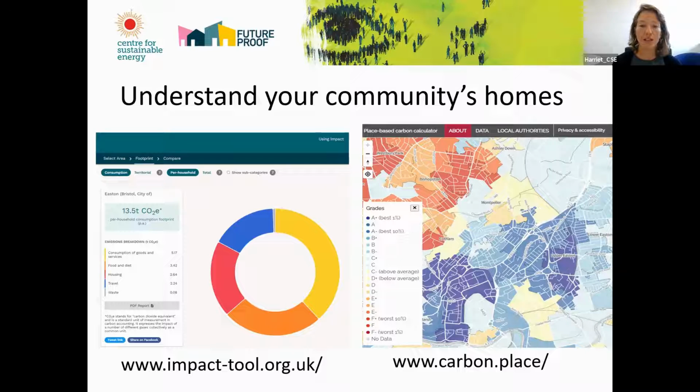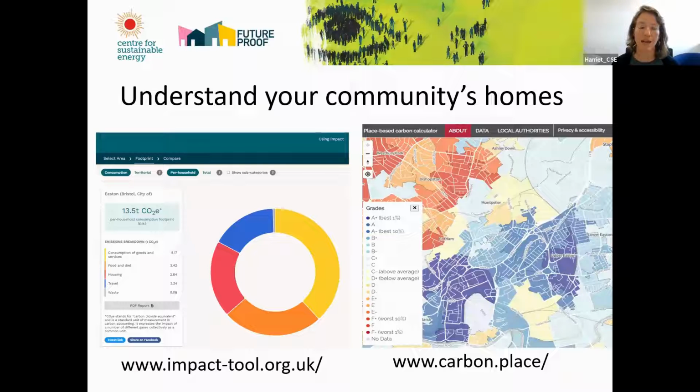With the place-based carbon calculator, which is carbon.place, that has mapping functionality embedded within the tool. And you can actually look at, for example, gas and electricity related emissions by output area. So you can see on the slide, there's a map and it's showing you how the emissions associated with gas and electricity vary across these small neighbourhoods. And that can just give you a sense of which parts of your community have more emissions associated with housing. That might be that you want to prioritise effort in those areas.